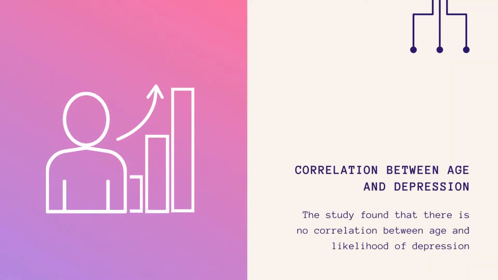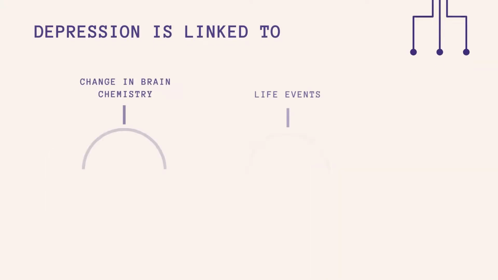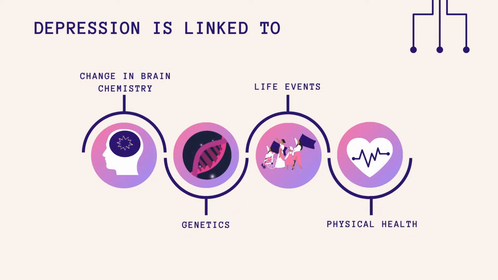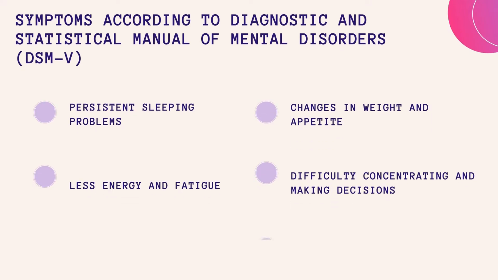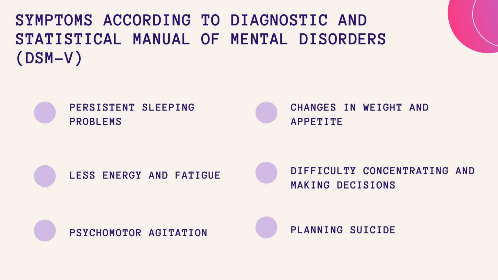The study done by Minu Park et al. found that there is no significant correlation between age and likelihood of depression. Statistics derived by Amy Moran concluded that depression is linked to change in brain chemistry, hormones, genetics, life events, and physical health. The DSM-5 describes a major depressive episode, at least 2 weeks of depressed mood, as well as at least 6 other symptoms, which are persistent sleeping problems, change in weight and appetite, not enough energy, difficulty concentrating and making decisions, psychomotor agitation or retardation, recurrent suicidal thoughts.